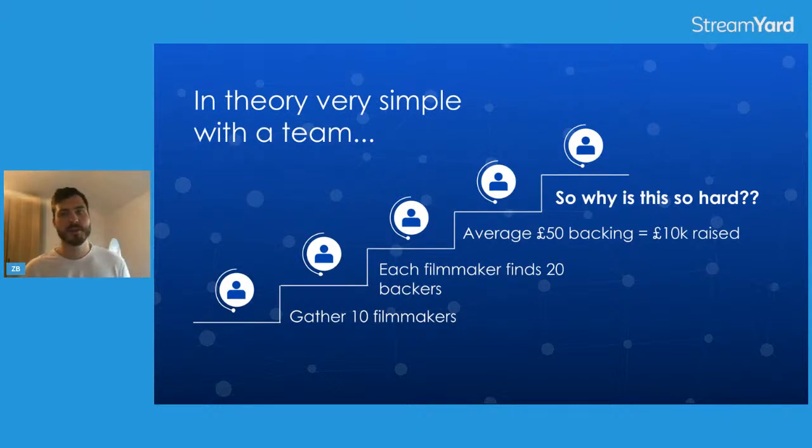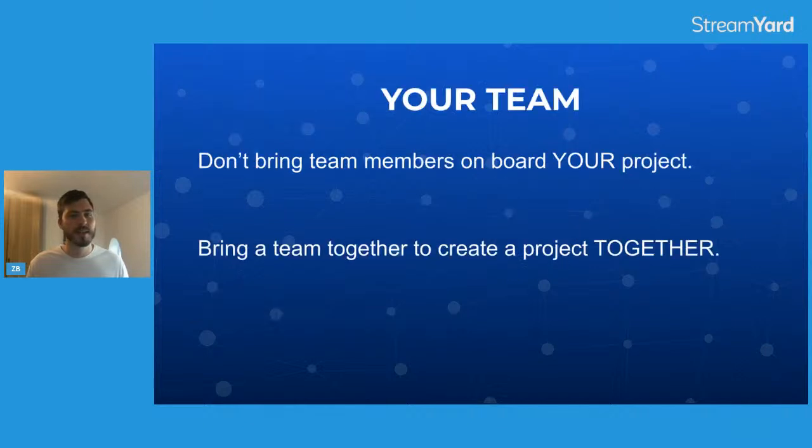And the theory here is very simple, which is, again, if you gather 10 filmmakers, each filmmaker just needs to find 20 backers during that 1 month. On an average backing of £50 or $50, you will raise 10K. So if that theory is simple, then why aren't more people doing it? Or, even if they have a team, why is it still so hard to raise that 10K?